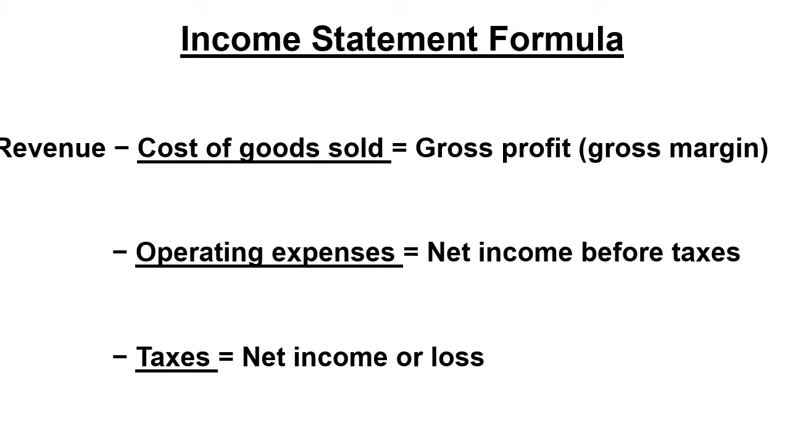Revenue minus cost of goods sold equals gross profit minus operating expenses, net income before taxes, take out the taxes, and then what you have left over is your net income or your loss. That's the income statement formula. It's a little bit different than the balance sheet formula. The balance sheet is assets equals liabilities plus owner's equity. The income statement formula, you don't have to say with a deep voice.